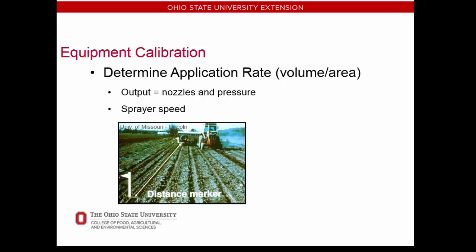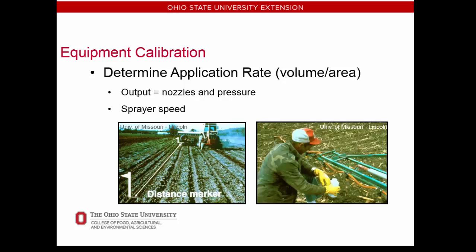So if we measure an area and time how long it takes to cover that area, we know one factor. Then, if we collect spray for the same amount of time it took to cover the area, we know output. You have determined output per area, and that's calibration.